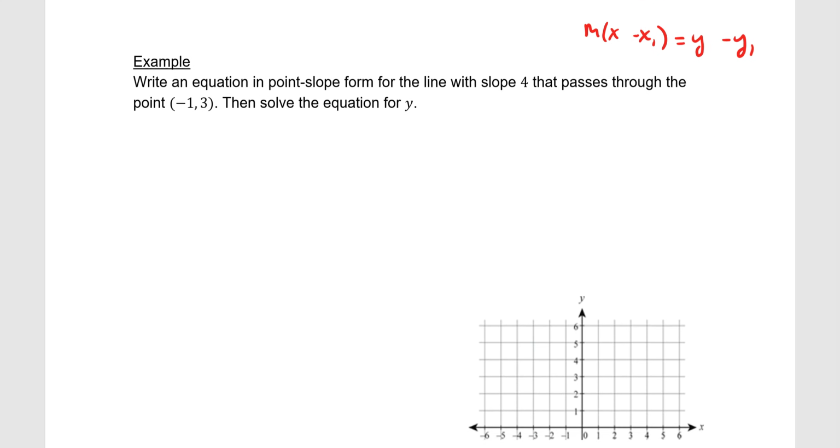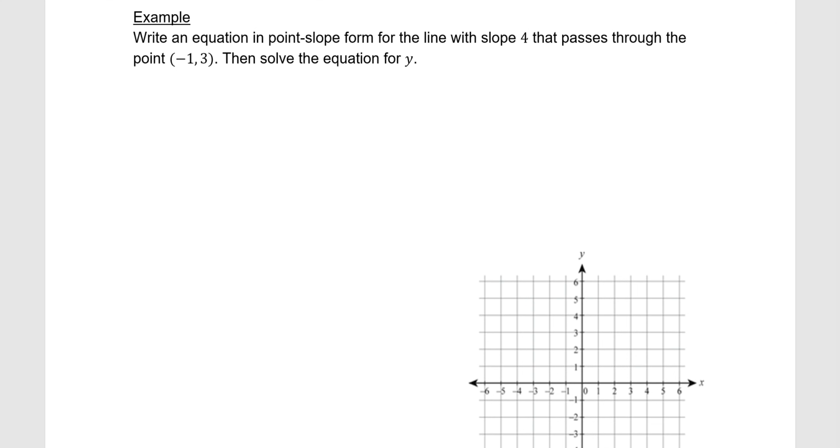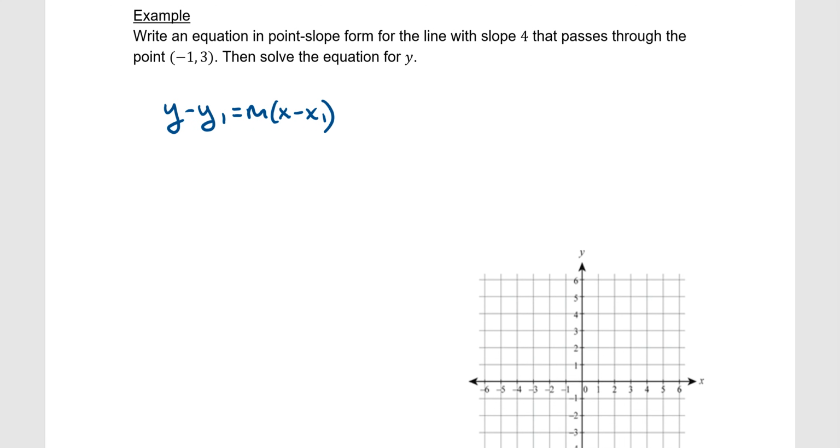Okay, so let's go ahead and see an example here. Let's write an equation in point slope form for the line with slope 4 that passes through the point -1, 3, and then solve the equation for y. So we're going to be starting off with point slope form, which is more often than not what we're going to be starting with. So that's the form from right up here. We are given that the slope is 4 and the point is -1, 3 that it cuts through. Hopefully you notice too that it's called point slope form for the equation of the line because you need the point and you need the slope.